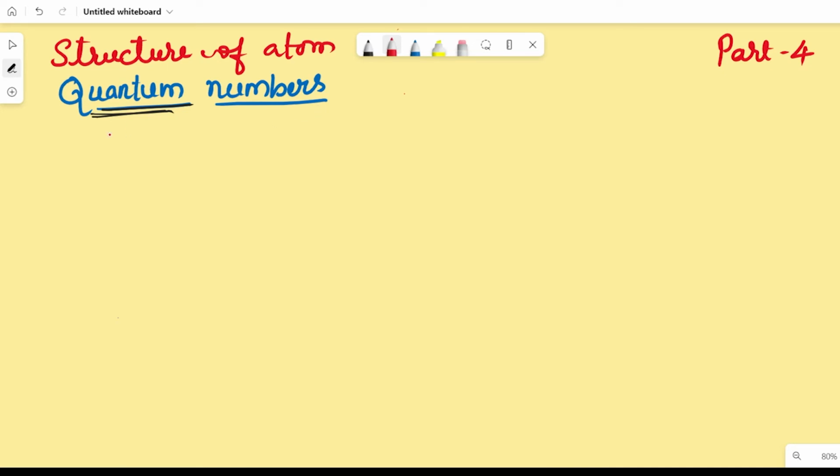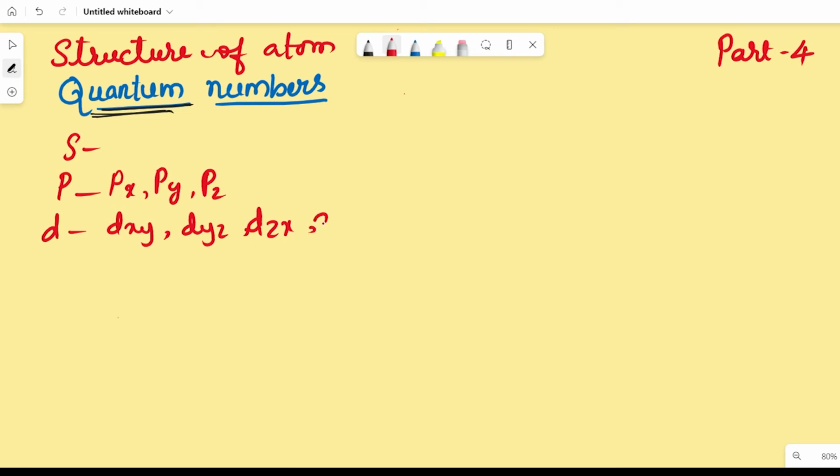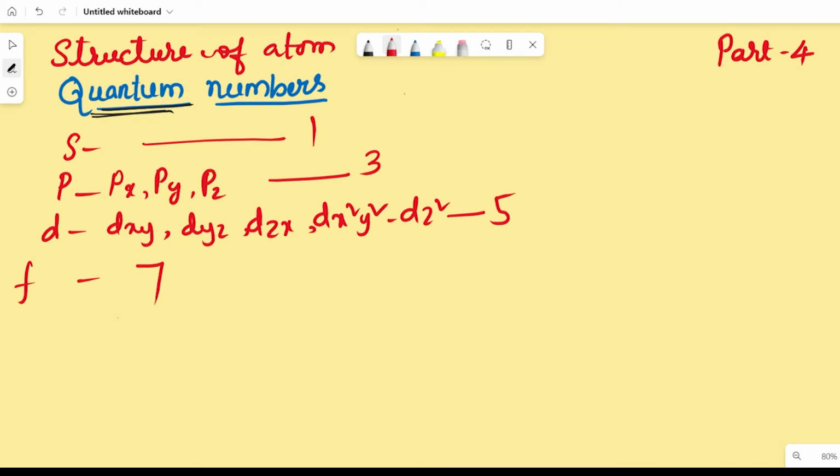Now I told you that the s orbital is 1, and the p orbital contains px, py, and pz. The d orbital contains dxy, dyz, dzx, dx square minus y square, and dz square. So totally the s orbital is 1, the p orbital is 3, the d orbital is 5, and the f orbital is 7.